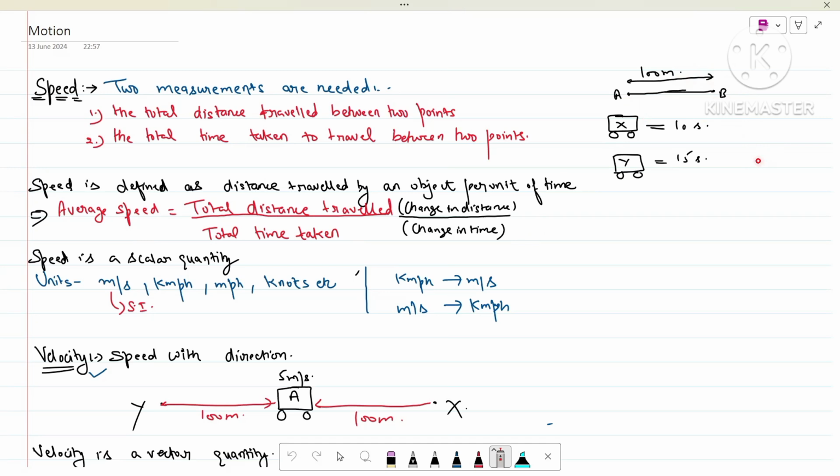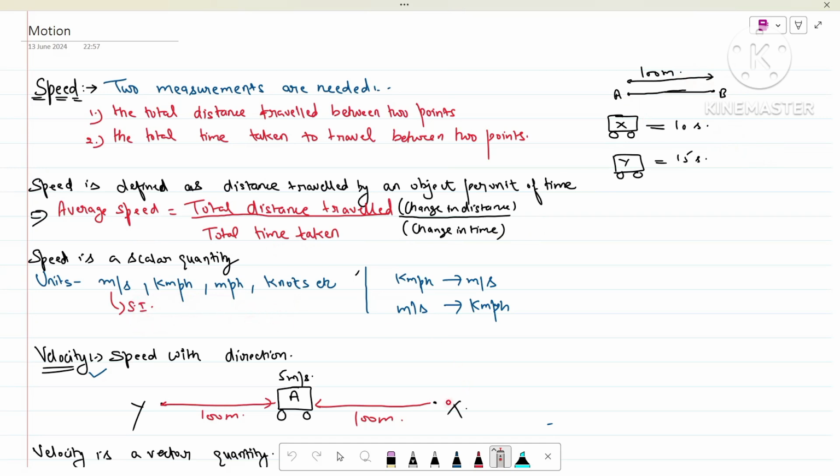Now speed is a scalar quantity because we are referring to speed as 5 meter per second, 10 meter per second. We are not adding any direction in here. So we say speed is a scalar quantity, and the units in which speed can be measured are meter per second, kilometer per hour, miles per hour, knots, nautical miles, etc. But the SI unit is meter per second.